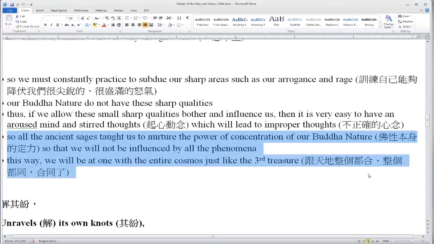The sages all taught us how to concentrate. Use the power of concentration so that we will not be influenced by material world phenomena. This way, even though we are in the material world, the material world is all part of us, part of the entire cosmos.